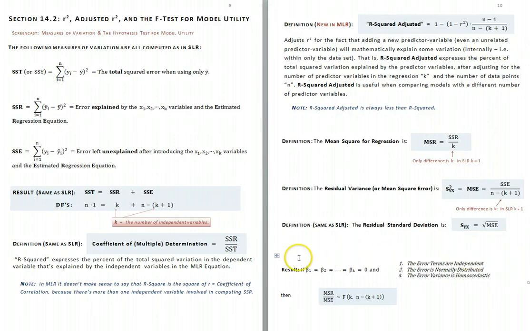Here's a result. When the model assumptions hold, then the mean square for regression divided by the mean square error is distributed with an F distribution with k degrees of freedom for the numerator and n minus the quantity k plus 1 degrees of freedom for the denominator.